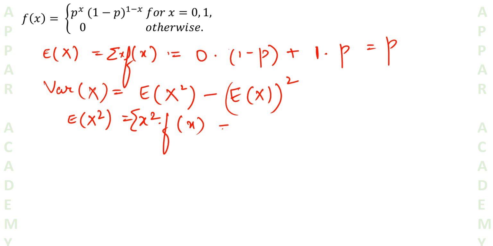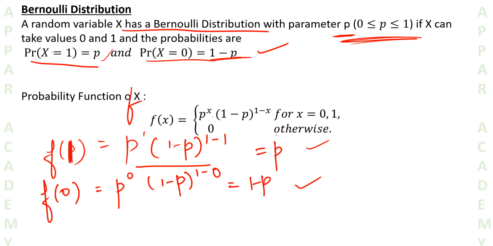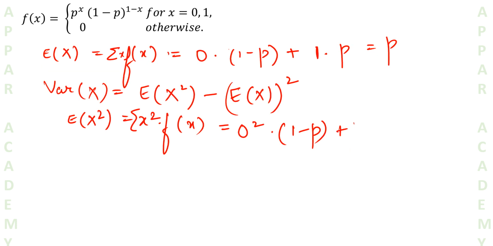The expected value of x square is simply the summation of x square into f(x). Right? So this is equal to 0 square times the probability of 0. What is the probability of 0? It is equal to 1 minus p. This we have already seen, the probability of failure. Plus 1 square into the probability of success, that is p. This becomes p. So now we know the expected value of x and the expected value of x square are the same.